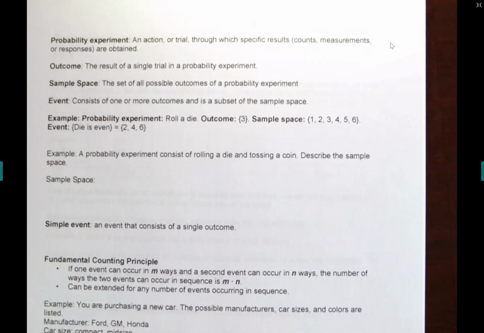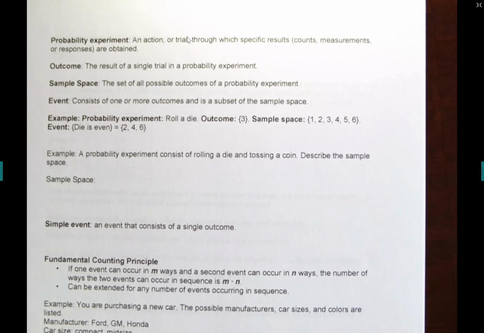Any questions, guys? Interrupt me at any time, send me a text or unmute yourself and talk to me. The probability experiment is an action or a trial through which specific results, counts, measurements, or responses are recorded or are obtained. For example, you roll a die. That's a probability experiment. Now, what are the possible outcomes or the possible actions that you would see? You could see number 1, you could see 2, you could see 3, 4, 5, 6. You don't have control of this.